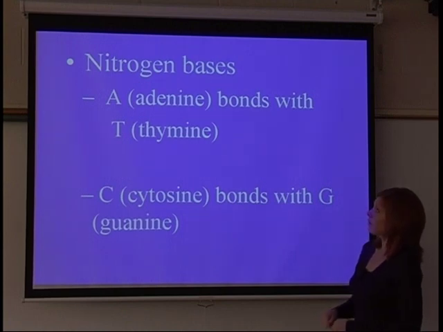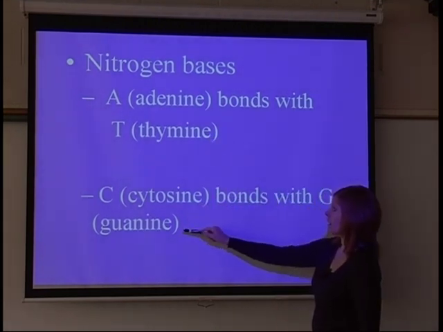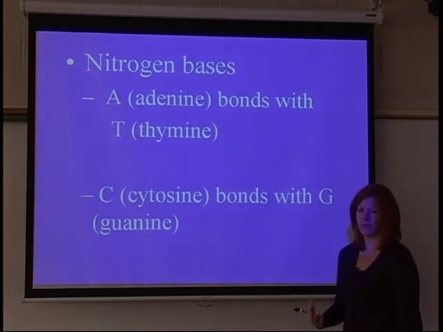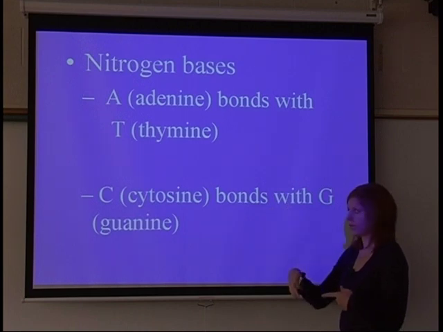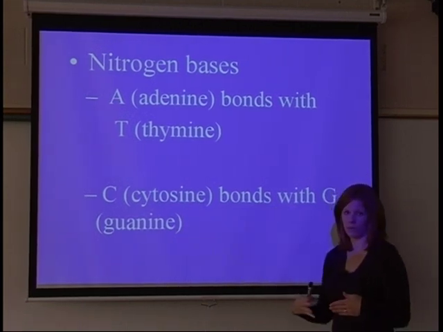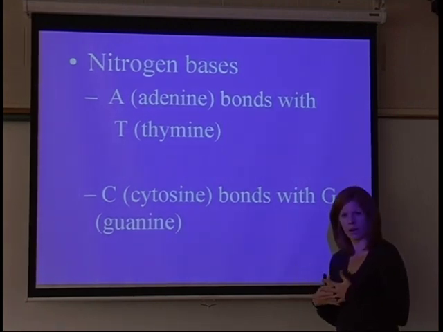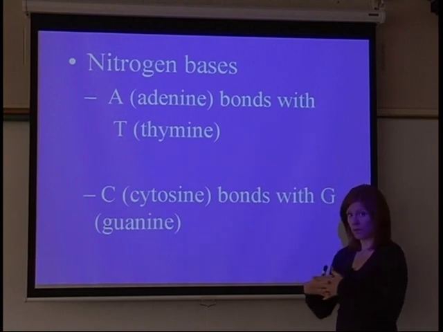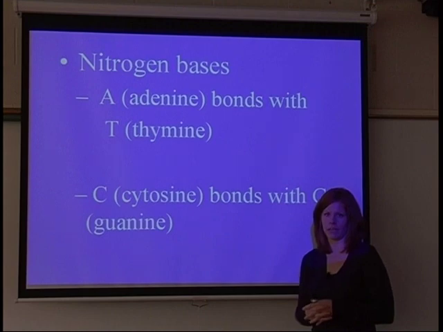The bases are going to play a very key component. There's 4 different nitrogen bases. They're called adenine, thymine, cytosine, and guanine. And they bond in a very particular way. Adenine will always bond with thymine and vice versa. And cytosine will always bond with guanine and vice versa. So this is going to be very important as to how they bond together and hook up, that the A and the T always go together and C and G always hook up together. It has to do with their chemical nature.